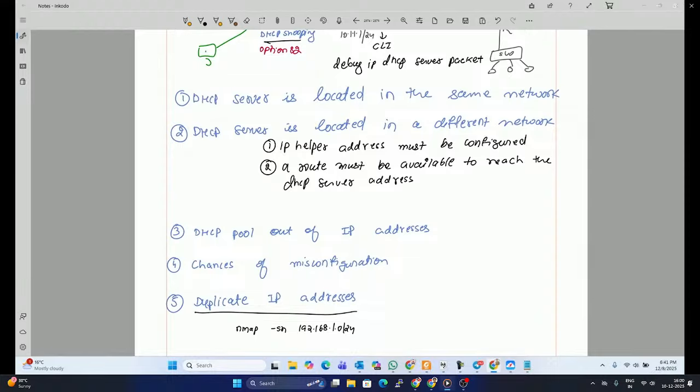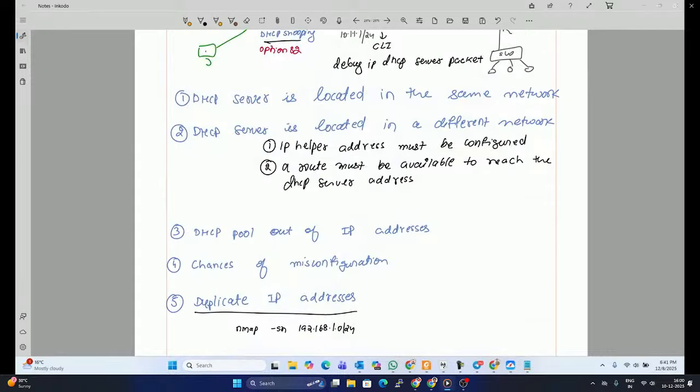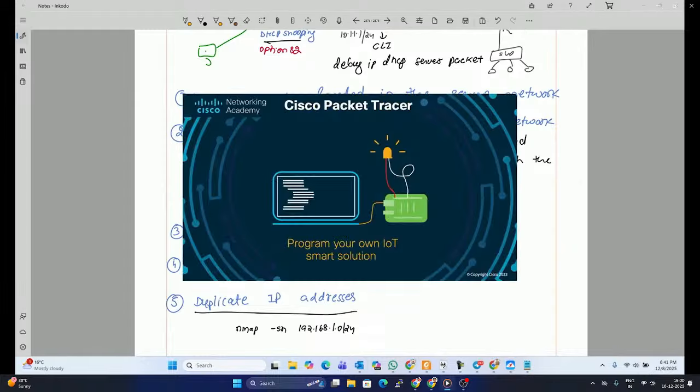By the way, in the last class we were seeing the DHCP configurations, so let's see it quickly here in the packet tracer. We'll just get hands-on experience with the commands.